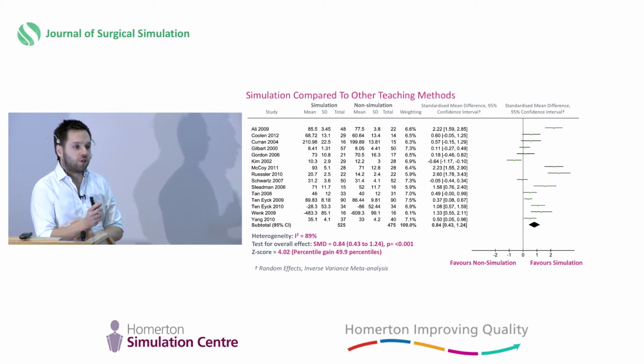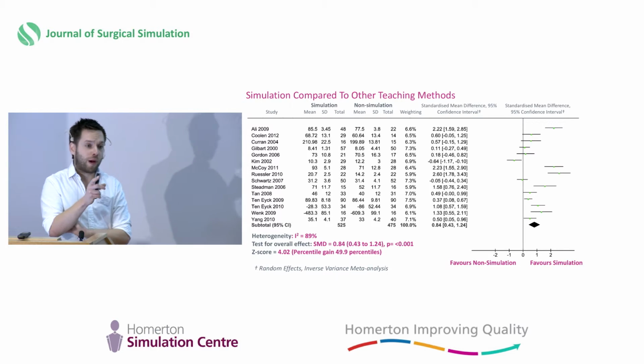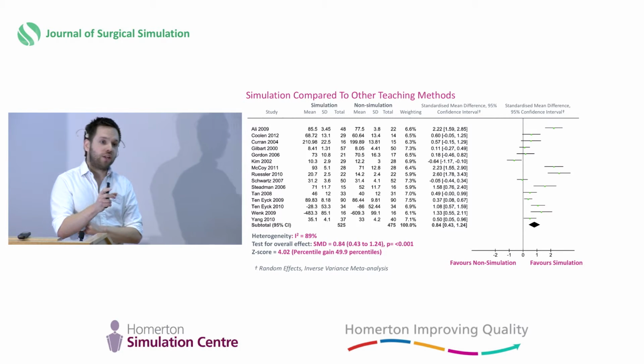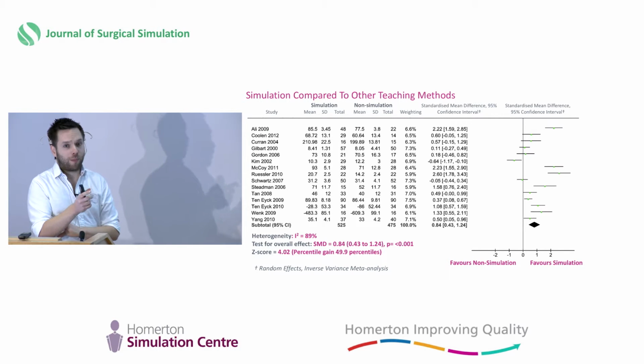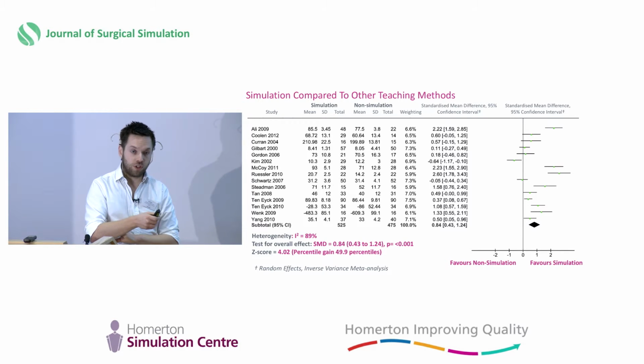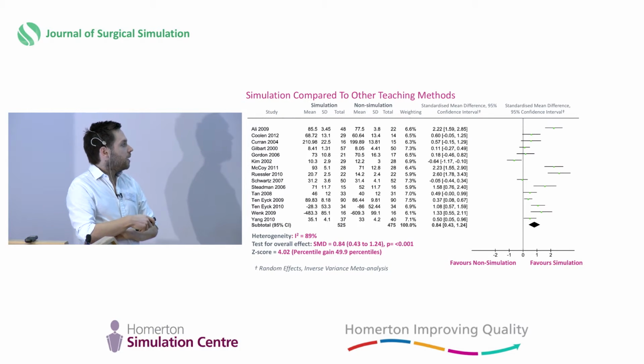So generally in research, a standardised mean difference of about 0.8 would be considered a large effect. But actually in education, we know that effects of about 0.2 can be useful or important in policy making. So actually this is a very large and important effect size.